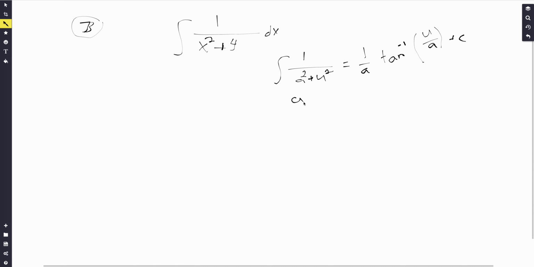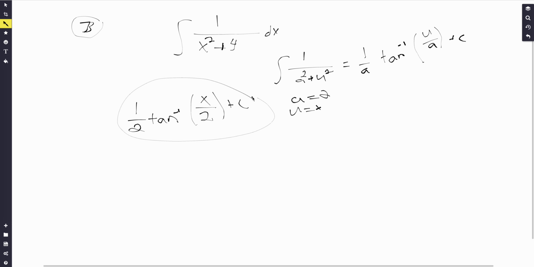So a is the constant, so a would be the 2. We know u would be the x because these are squared, so we just square root it. The answer would be 1 over 2 arctan, or inverse tan, of u divided by a, x over 2, plus c. And that's our final answer.